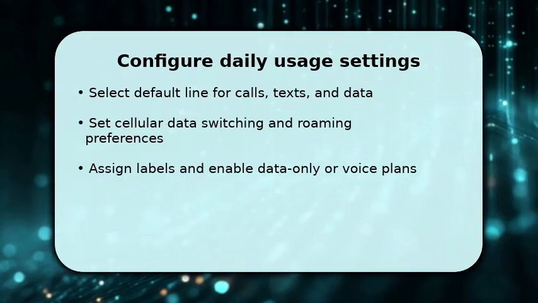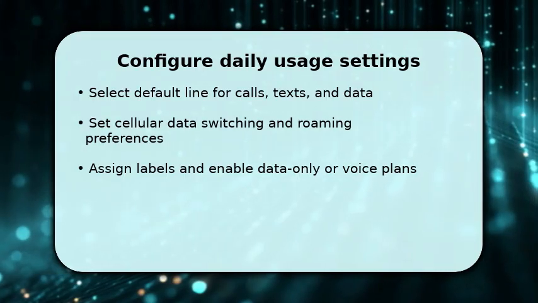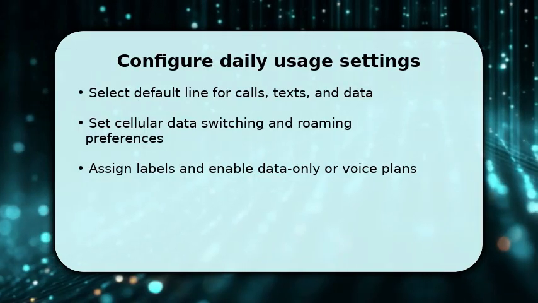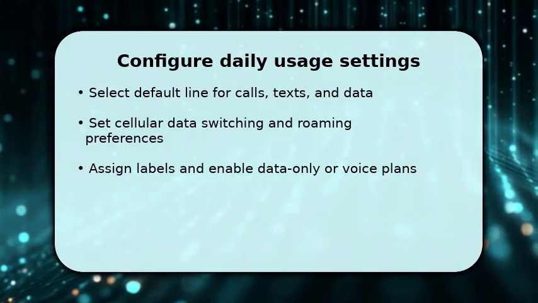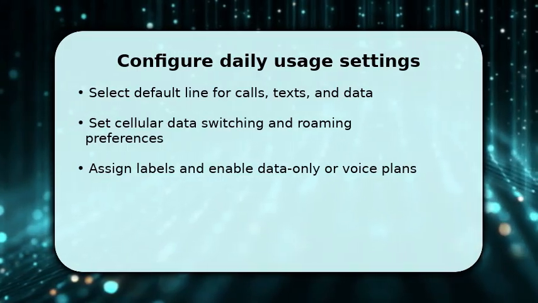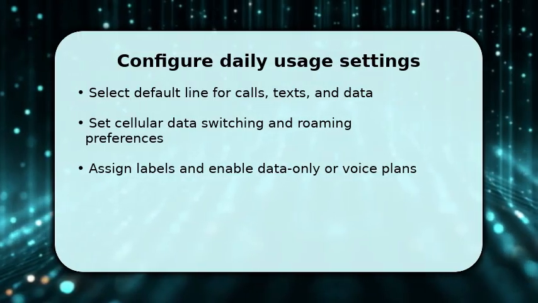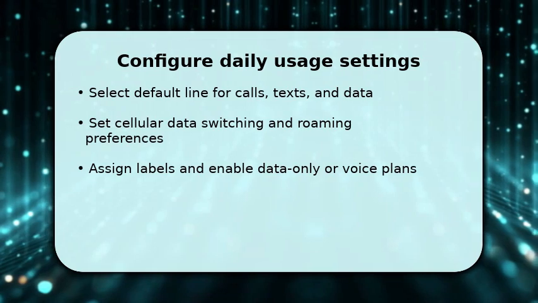Make sure to toggle data roaming only if you need it, and set data switching to automatic or manual based on your travel frequency. You can label the eSIM for clarity and enable or disable voice features if it's a data-only plan. This prevents accidental charges and keeps traffic on the right plan.